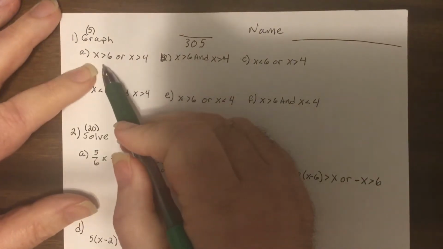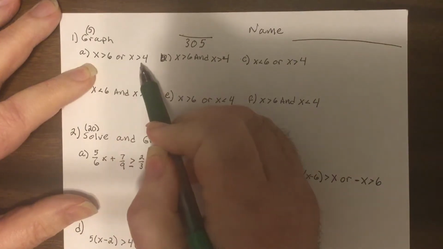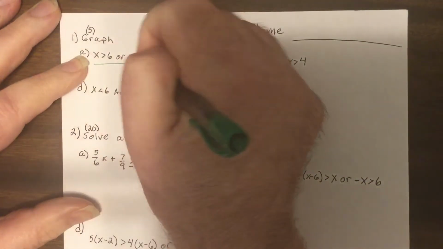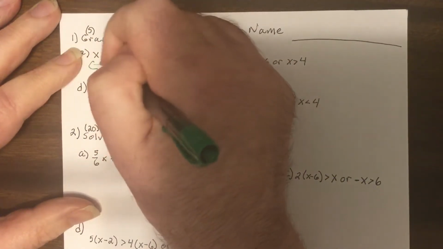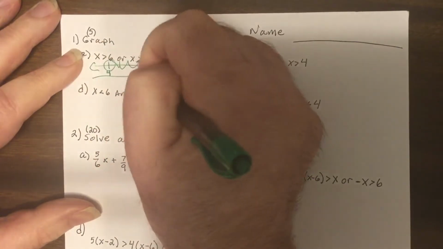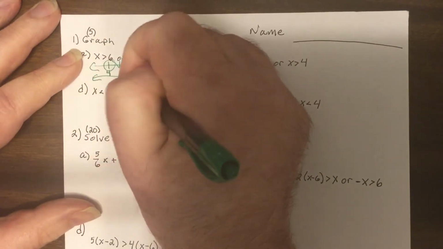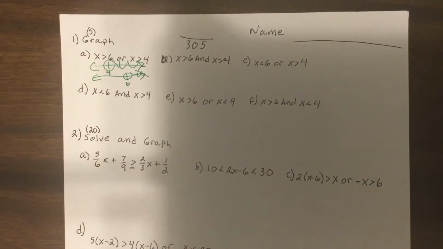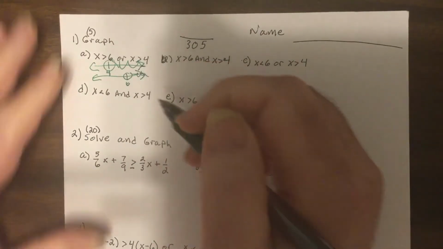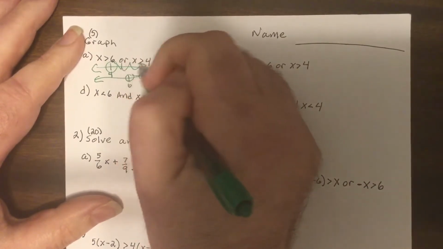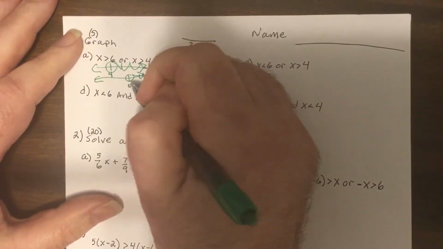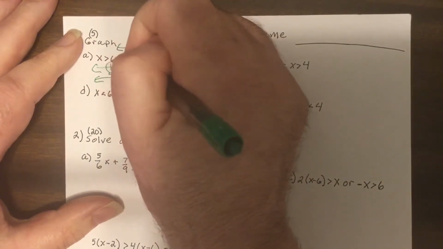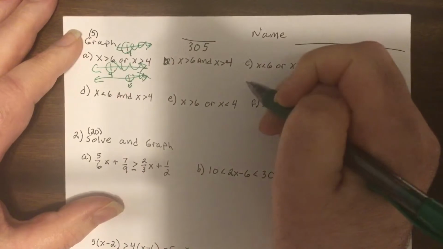Now this says x is greater than 6 or x is greater than 4. It's or. So, here's 4. Here's 6. Wherever there's shading, it goes on to final answer because it's an or. So it's going to be everything greater than 4. And if you think about it, anything bigger than 6 is automatically bigger than 4. So your final answer is bigger than 4.